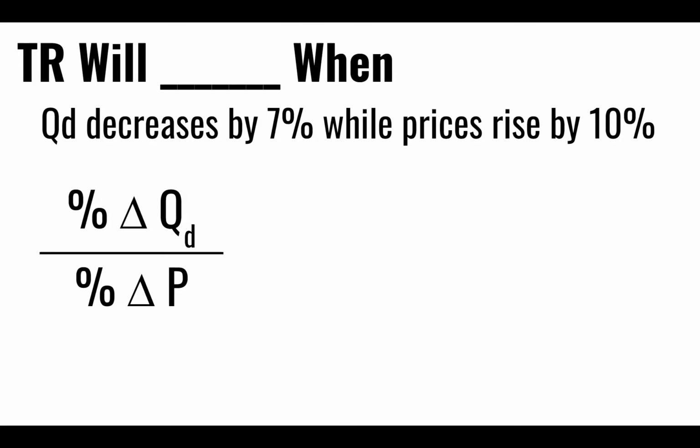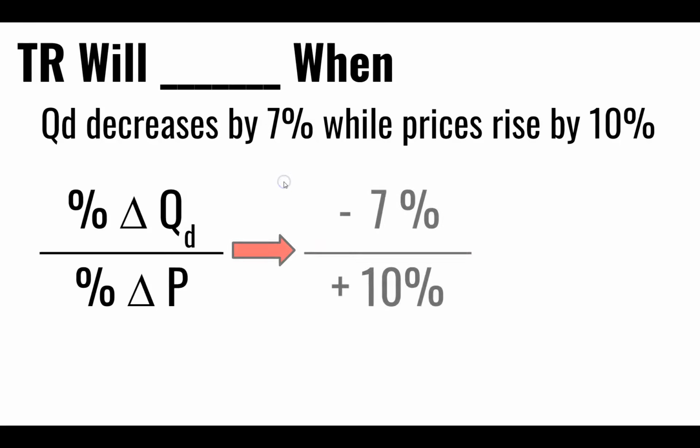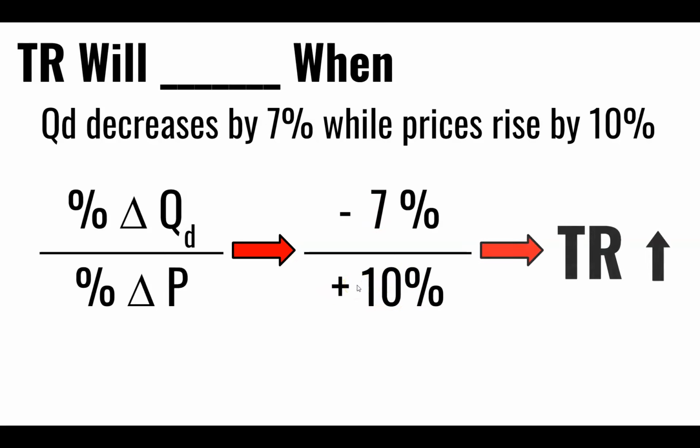I would write out the formula for percent change in quantity demanded over percent change in price, that elasticity formula. I would plug in the numbers. I would say price went up by 10, quantity demanded went down by 7. I look for the biggest of the two numbers. In this case, that number is 10. That's a positive coefficient. So that tells me that total revenue will increase with an increase in price. When elasticity is inelastic and you raise the price, you will increase total revenue.